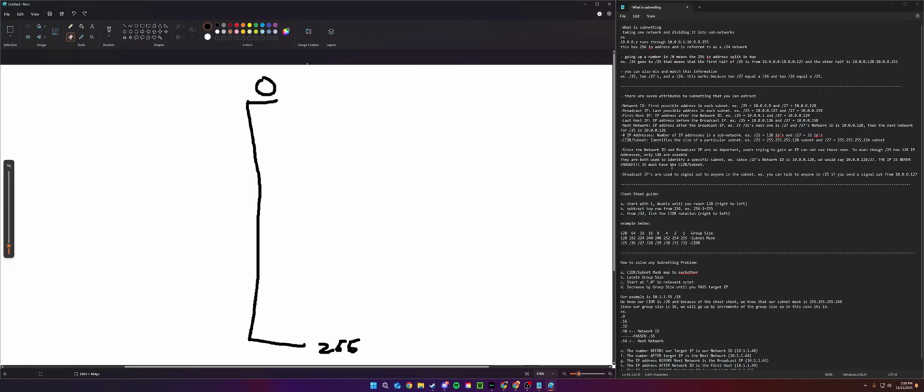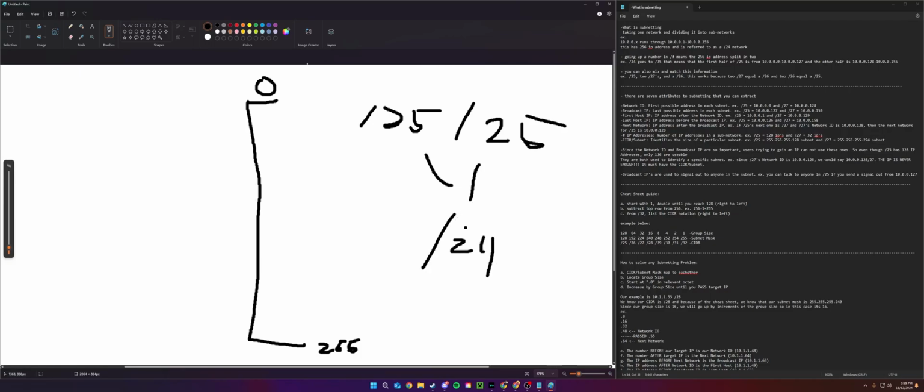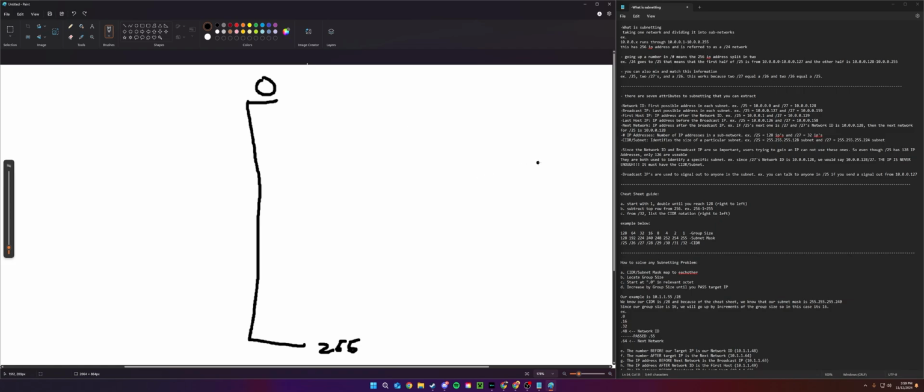So essentially, the more it goes up, the more it divides. So if you have 2 /25s, that'll equal 1 /24, if that makes sense. Okay, and you can also mix and match these.